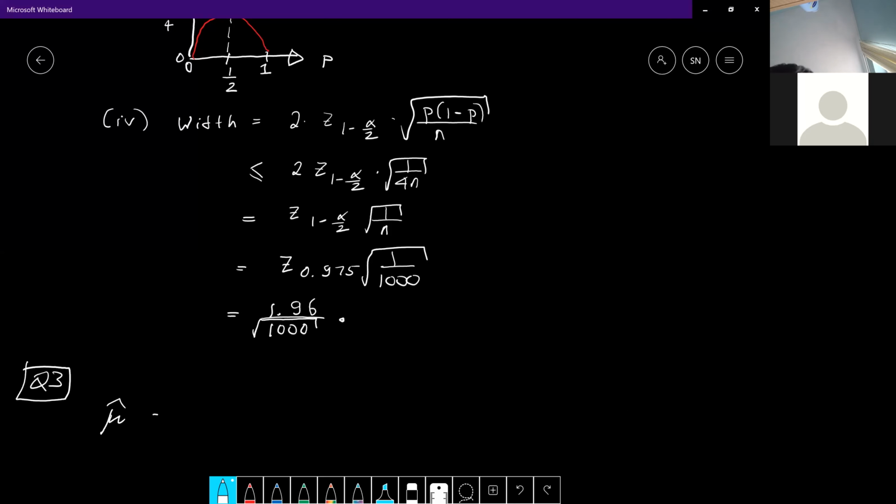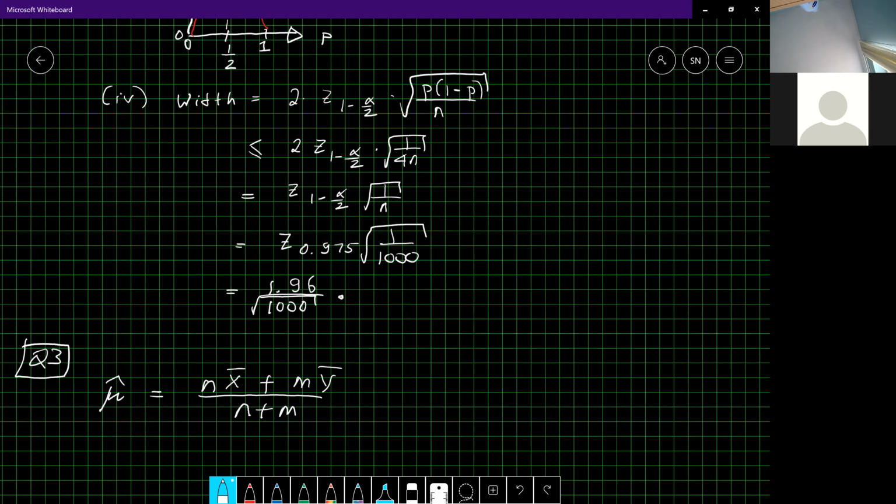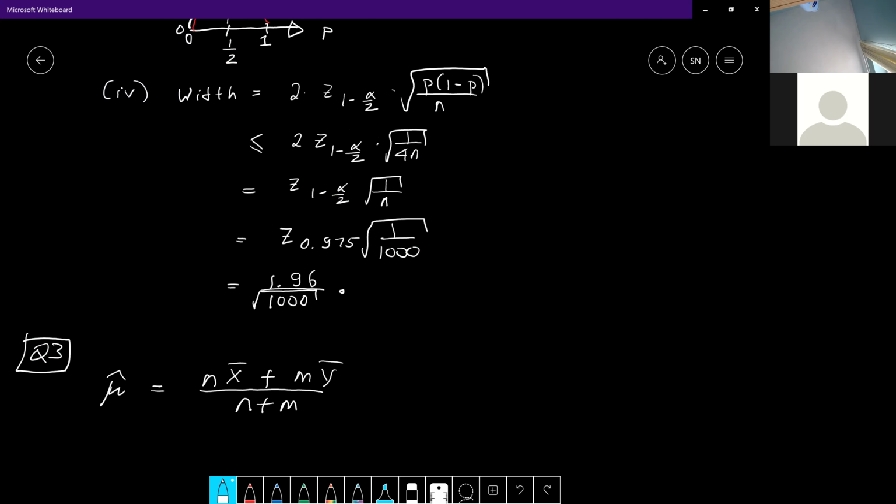So the estimator for mu is n times x bar plus m times y bar divided by n plus m, right? And we want to show that this estimator is unbiased. So that's part 1, right? So I'm currently doing part 1 of question 3.